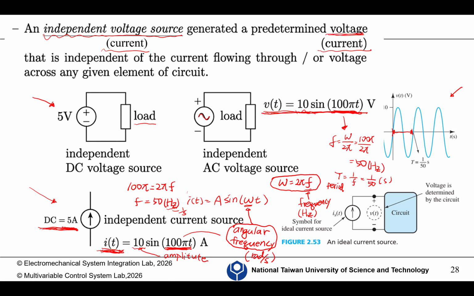And so it is independent of the current flowing through or the voltage across any given element of the circuit. It's independent. It will always be these values. Okay.